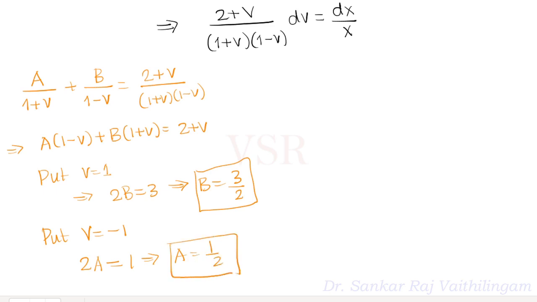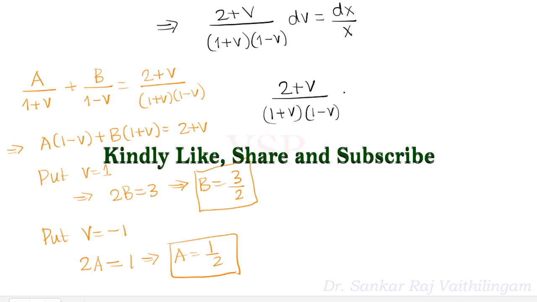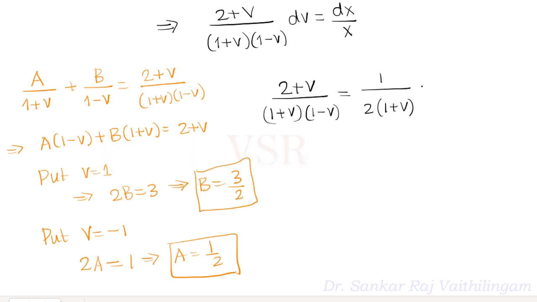So this partial fraction is like this: (2 plus V) divided by (1 plus V)(1 minus V) is equal to A, which is 1 by 2, so 1 divided by 2 times (1 plus V). Then B is 3 by 2. No minus sign came anywhere, correct? Putting 1 gave 2 here, so it is positive. So plus 3 divided by 2 times (1 minus V). So this is the partial fraction.